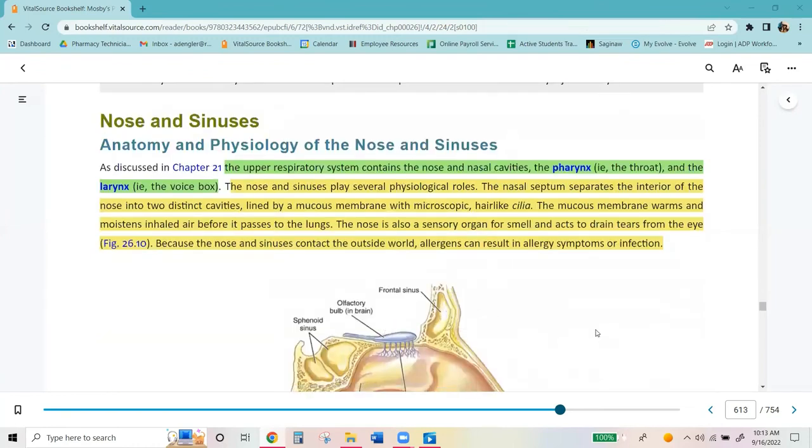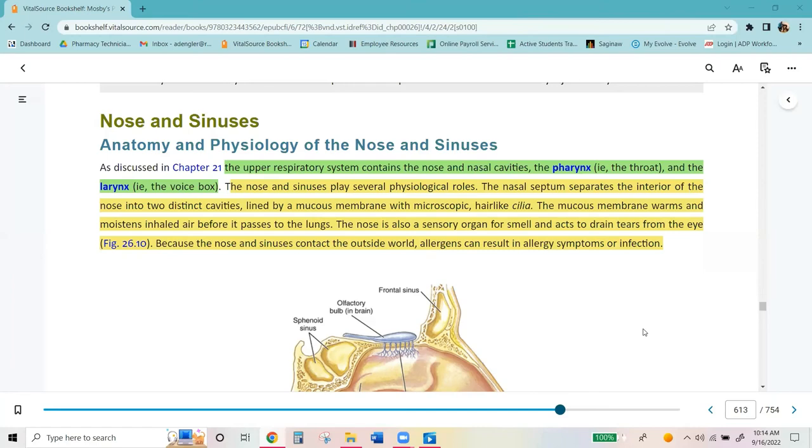The upper respiratory system contains the nose and nasal cavities, the pharynx and the larynx. The nose and sinuses play several physiological roles. The nasal septum separates the interior of the nose into two distinct cavities, lined by a mucous membrane with microscopic hair-like cilia. The mucous membrane warms and moistens inhaled air before it passes to the lungs, and the nose is also a sensory organ for smell and acts to drain tears from the eye.